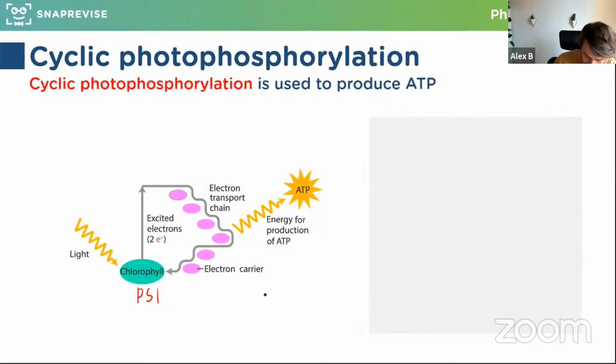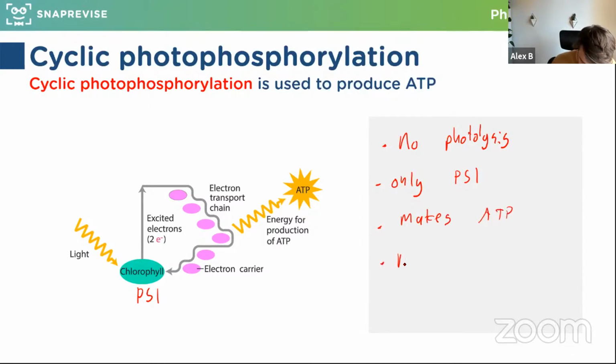So, no photolysis, only PS1 makes ATP, no NADPH made. Or should I say, no NADP is reduced.